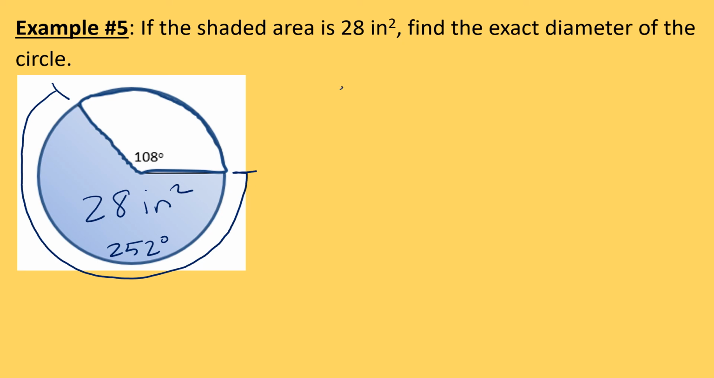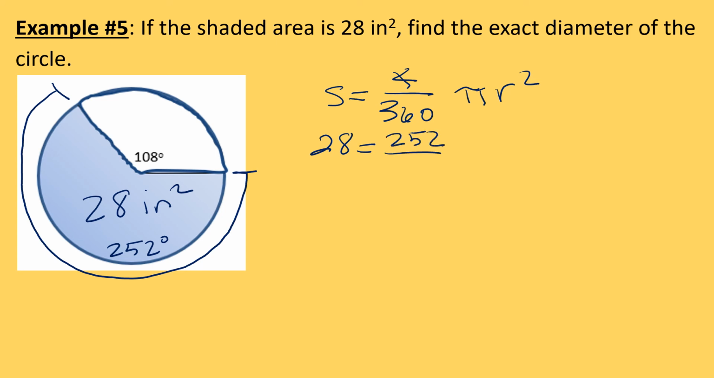So if I think about the area of the sector formula, it's my angle over 360 times pi r squared. So my area, they told me it was 28, and that's going to equal the part of the circle that I'm looking at, which is 252 degrees over 360 times pi times r squared. Now, our goal is to solve for r, the radius, because I need the diameter, and in order to find that, I need to find the radius.